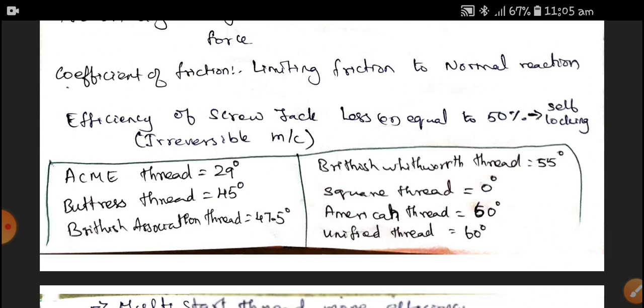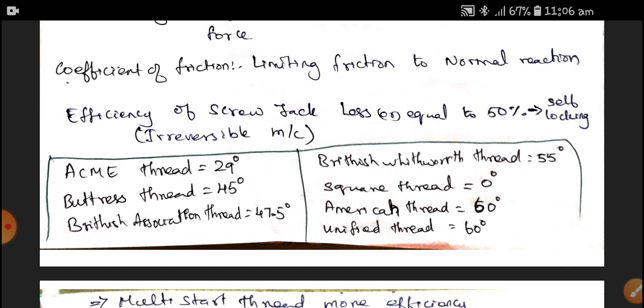Next, in the screw jack, we already said that we are having square threads, therefore the helix angle is 0. The different kinds of threads are given here, and their respective angles are also provided. For the ACME thread, it is 29 degrees, and buttress thread it is 45 degrees, and British Association thread, BA, is 47.5 degrees. British Whitworth thread is 55 degrees, and square thread is 0 degrees. American thread is 60 degrees, and unified thread is 60 degrees.